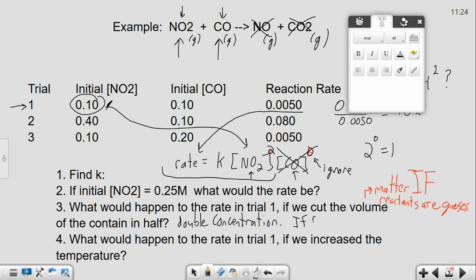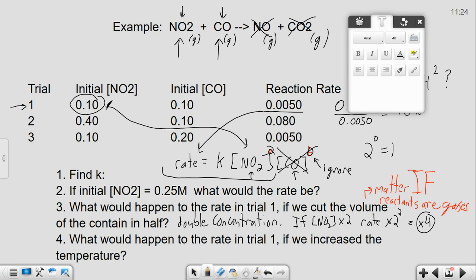So if the concentration of NO2 is times 2, then the rate is times 2 squared, because it's second order in NO2. So if I were to actually cut the volume in half but keep the same amount of gas, this rate would go up 4 times. The reaction would happen 4 times faster.